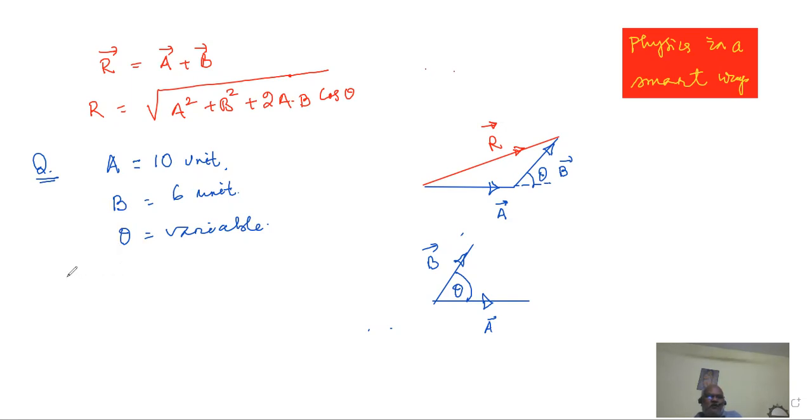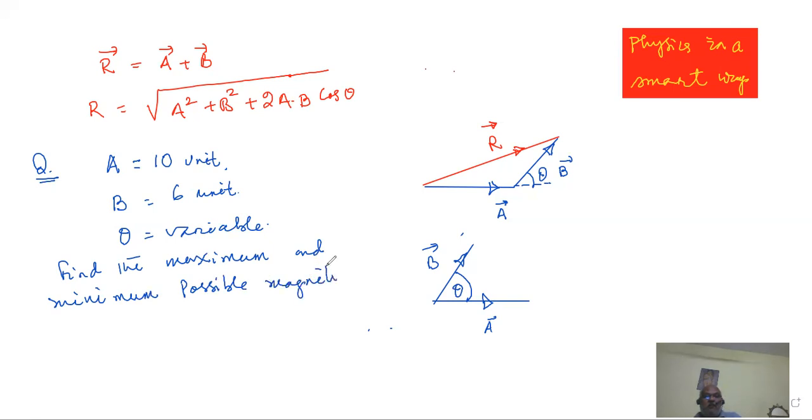The question asks us, find the maximum and minimum possible magnitude or value, as you can say, of the resultant. It's a simple question. We know that is only possible when you make theta variable.